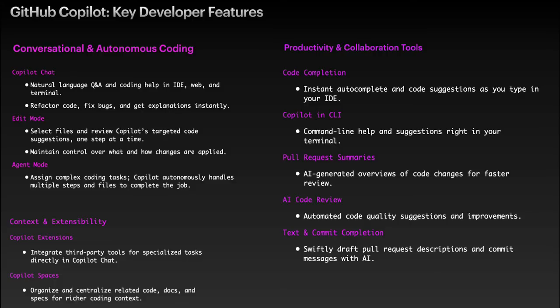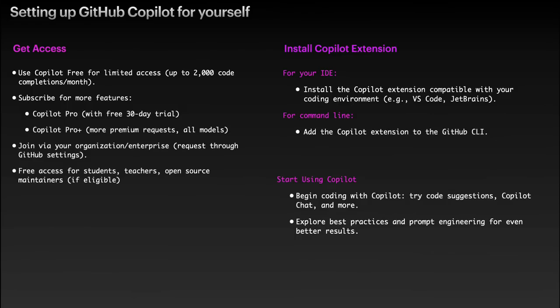Pull request summaries: AI-generated overviews of your code changes for faster review. Then it can be used for AI code review, with automated code quality suggestions and improvements. Text and commit completions: swiftly draft pull request descriptions and commit messages with AI. We'll see all these in practical in a while.